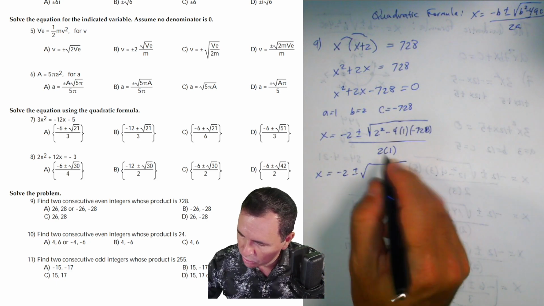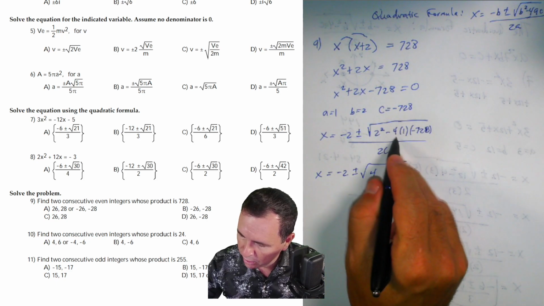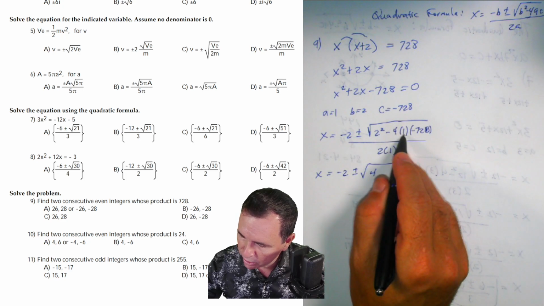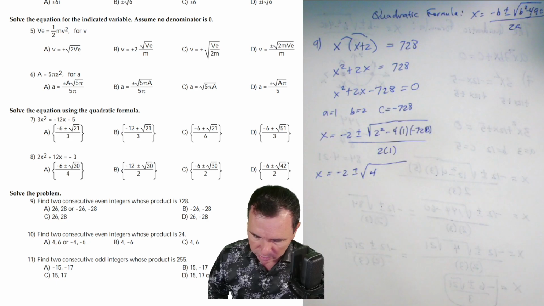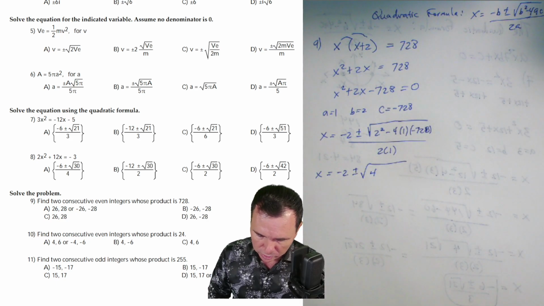All right, so let's continue doing a little bit of algebra here. We got 2 squared is 4. And then negative 4 times 1 is negative 4. Negative 4 times negative 728. What is negative 728 times 4? We can use our calculator, right?